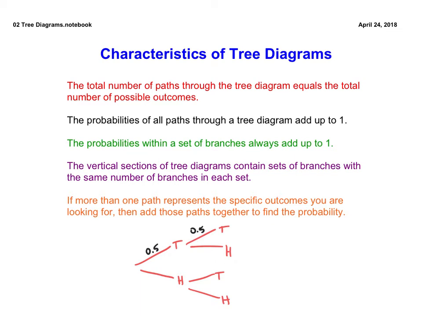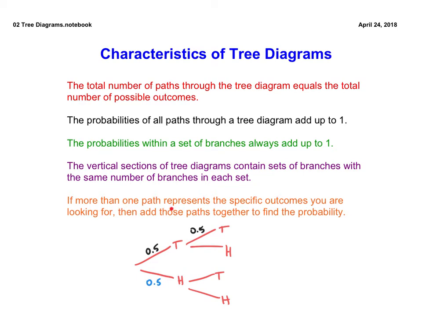Within the branches, they also add up to 1. So if you notice, for instance, the probability of tails is 0.5 and the probability of heads is 0.5. And so this particular branch right here has a sum of 1. And this branch would have a sum of 1, and this branch sum of 1, and so on. So that's going to be another characteristic. If it doesn't add up to 1, then you're leaving things off, which we cannot do. The vertical sections of the tree diagram contain sets of branches with the same number of branches in each set.